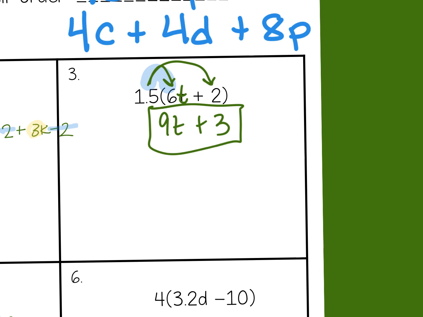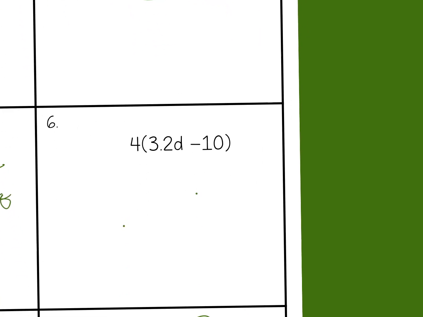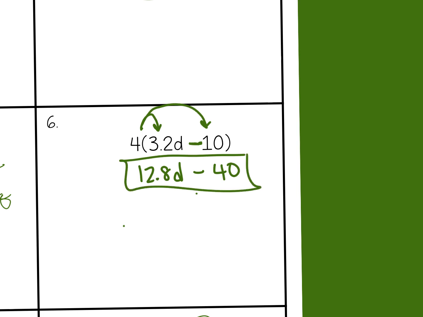It's always best practice. Okay, number 6, 4 times 3.2d. And then 4 times, remember, we have to treat it like a negative because it needs to go left on the number line. So I have 4 times 3.2 is 12.8d, and minus 40. All right, let's see here.